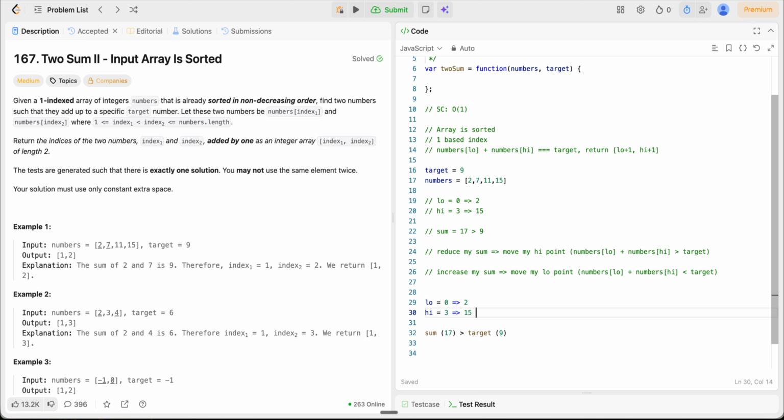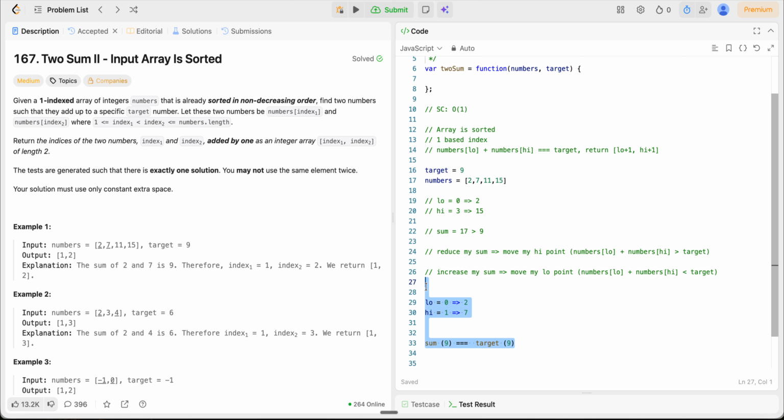So in this case, what will happen? High will move to 2 and the value will be 11. So now again I'll calculate my sum. 2 plus 11 will be 13. 13 is again greater than 9. So what will happen? I will have to move my high pointer again to 1. The value at that place will be 7. In that case, sum is 9, nothing but sum is equal to target. Then what will I do? I will be returning low plus 1 comma high plus 1 because this is a 1 based index.